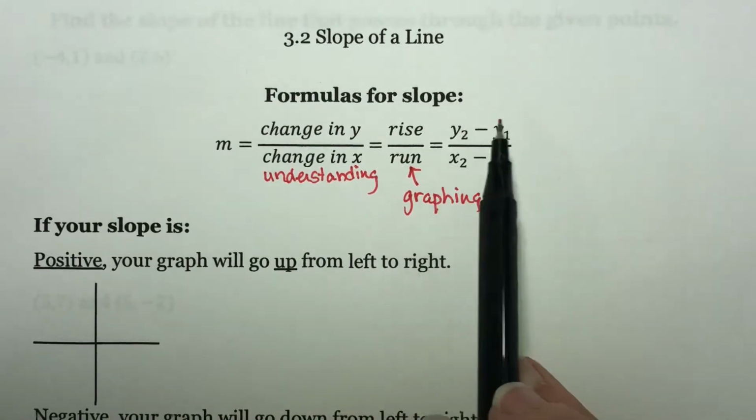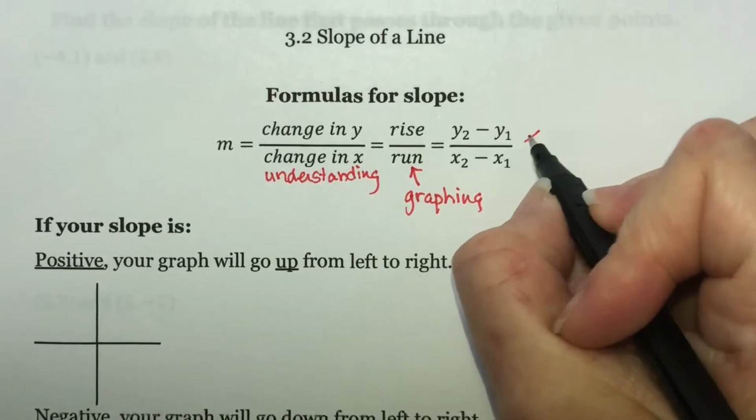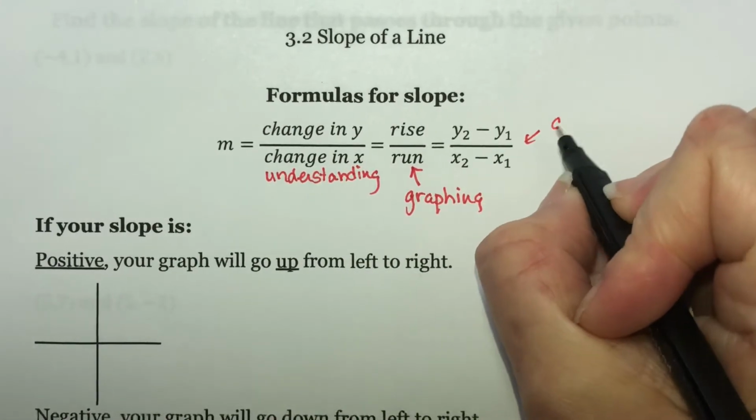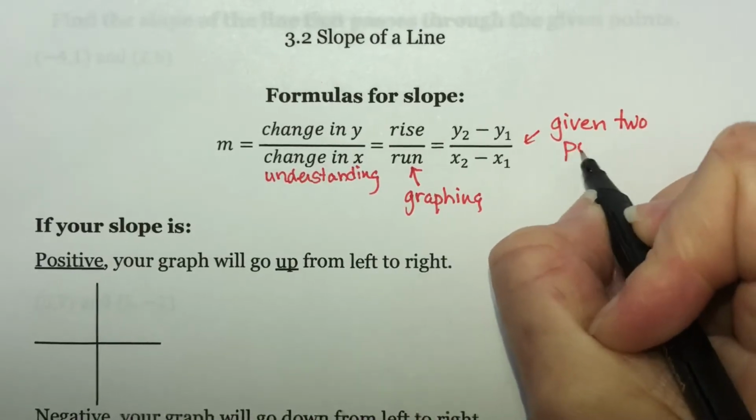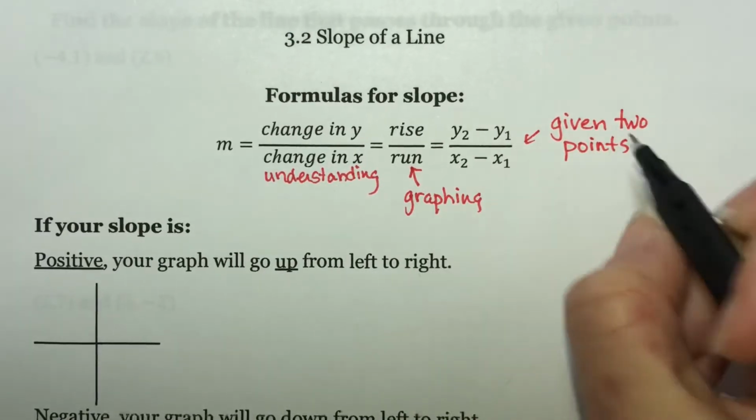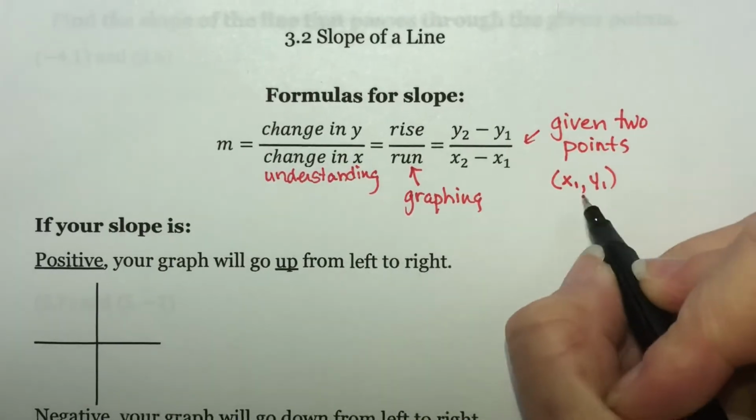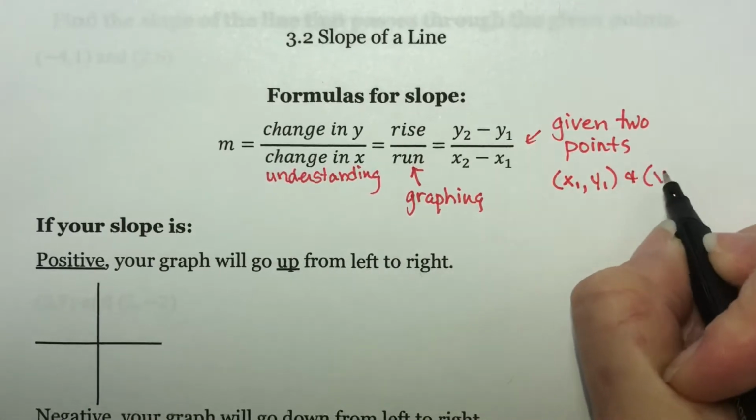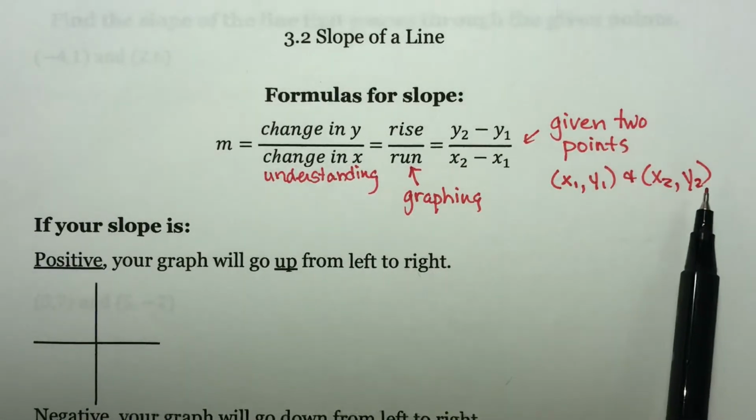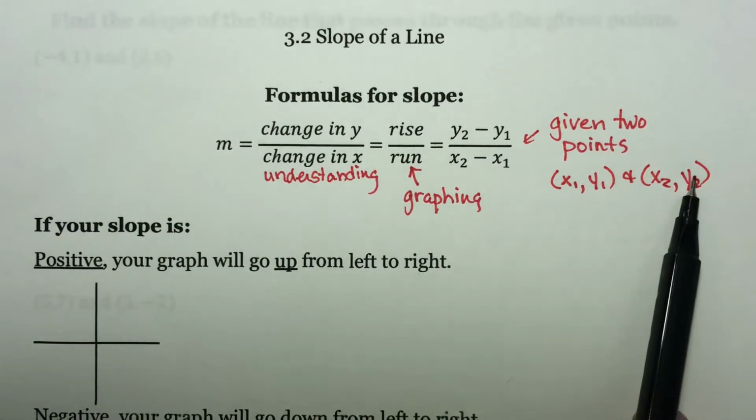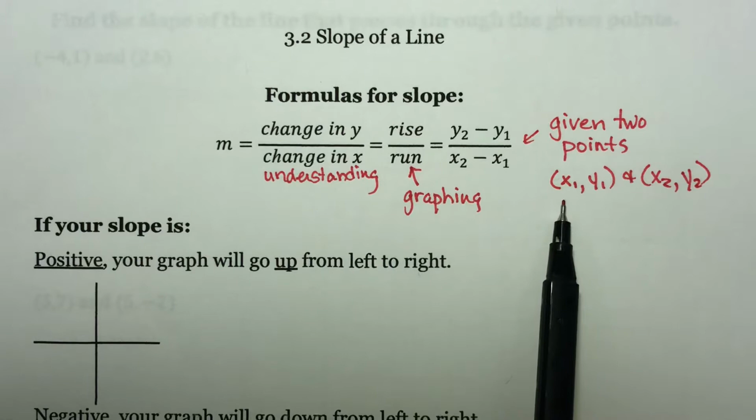Then we also have y2 minus y1 over x2 minus x1. You use this when you're given 2 points. And the points we would call x1, y1. Notice your ones are together. And then x2, y2. So the change in your y, you're going to take this one minus this one over your change in x, which is this one minus this one.